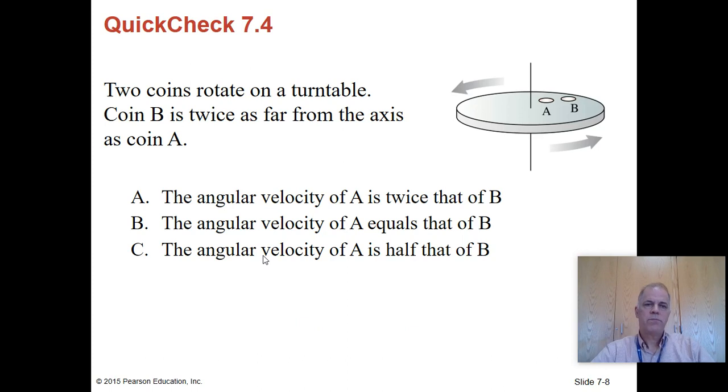Next one, 2 coins on a turntable. Coin B is twice as far from the axis as coin A. Compare the angular velocities. Here's the answer. They are also the same because they both go around in the same amount of time. This is the same situation as the Sophia and Rashid question.